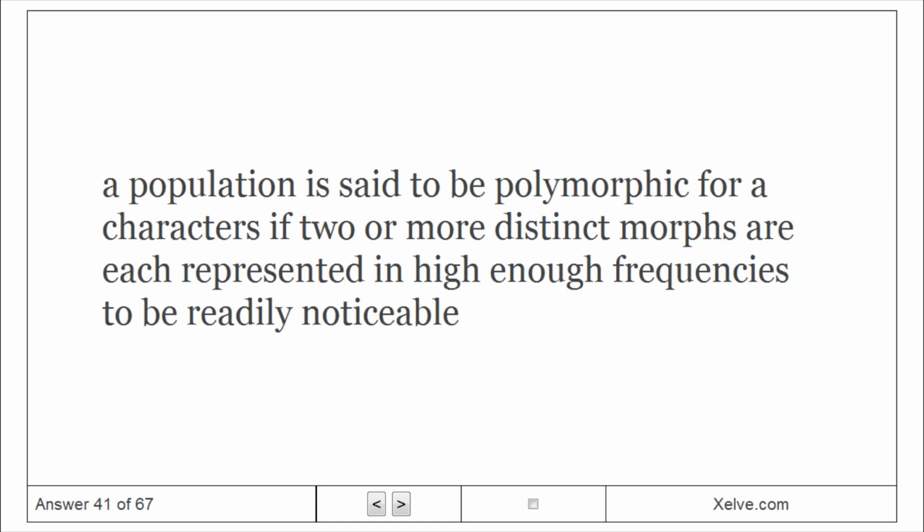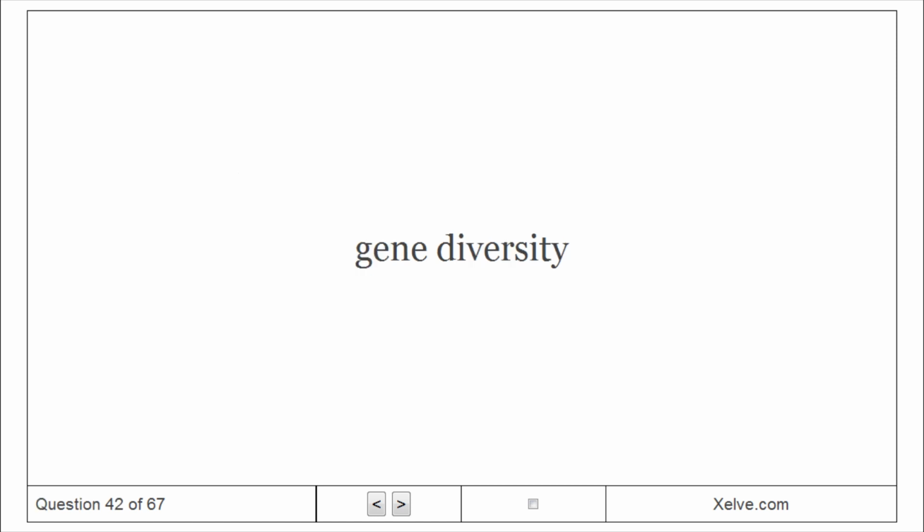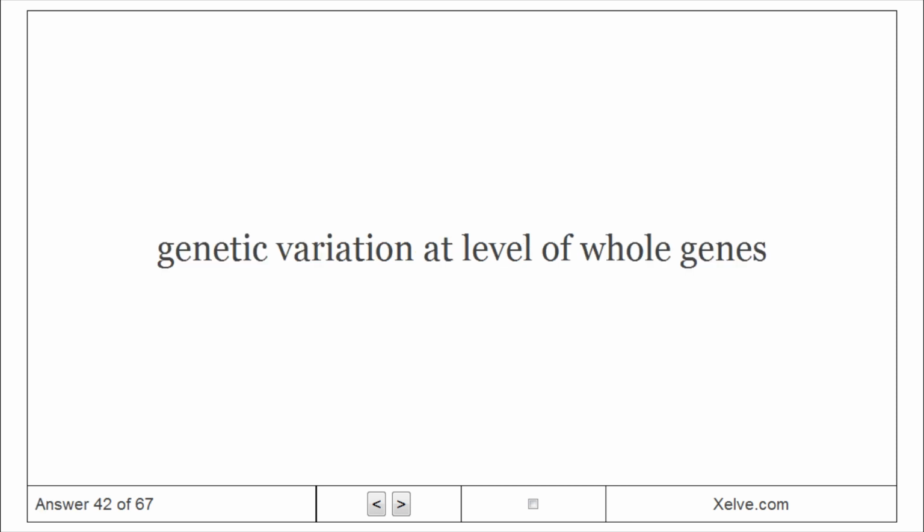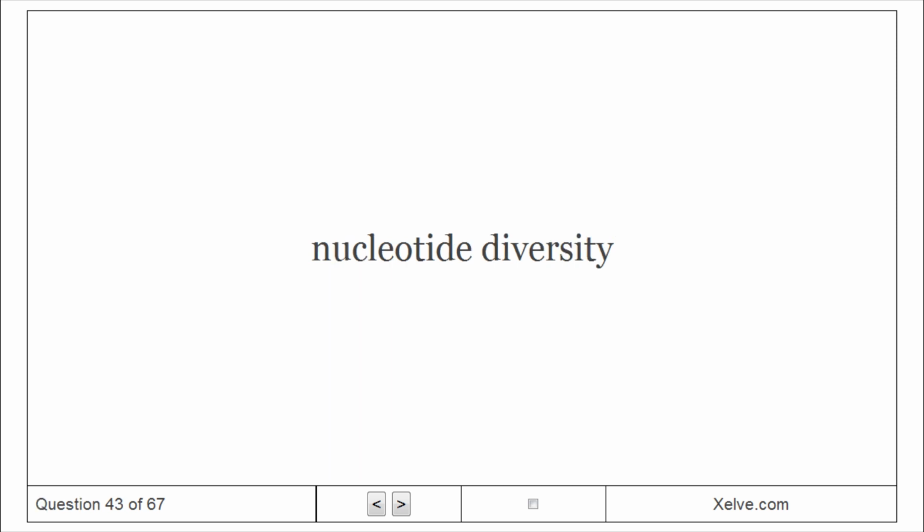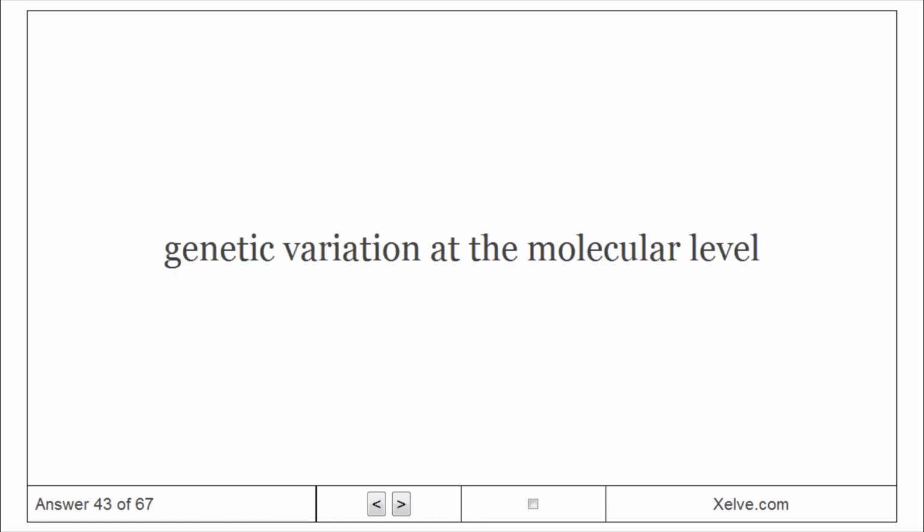Polymorphic. A population is said to be polymorphic for a character if two or more distinct morphs are each represented in high enough frequencies to be readily noticeable. Gene diversity: genetic variation at the level of whole genes. Nucleotide diversity: genetic variation at the molecular level.